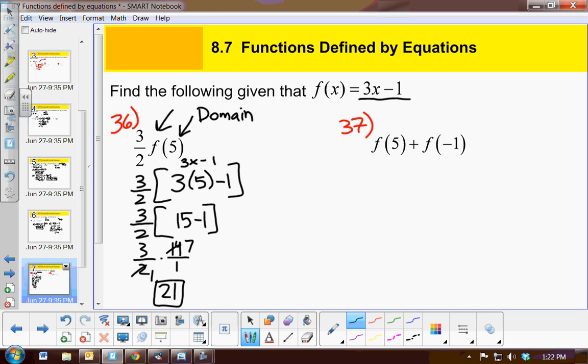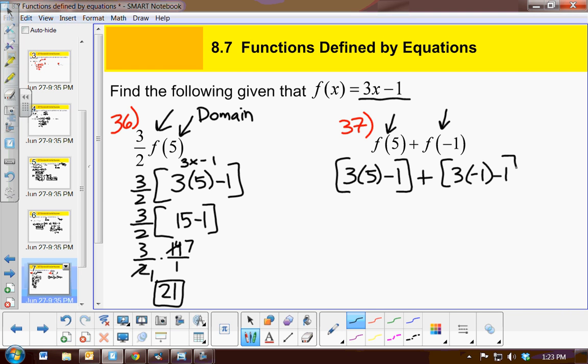Okay, now let's do the same work here. So it's the f function given the domain is 5, and we're going to add it to the f function given the domain is negative 1. So let's try that. So it's 3x minus 1. This is going to be 3 times 5 minus 1. So this range for a given domain of 5 added to 3 times negative 1 minus 1. So notice how I'm adding the ranges of two given domains.